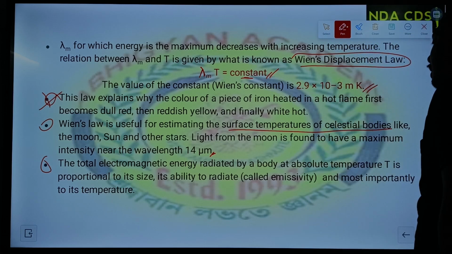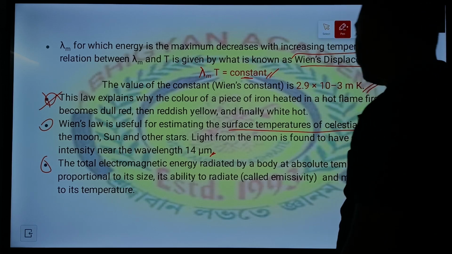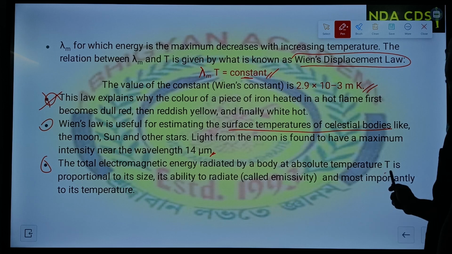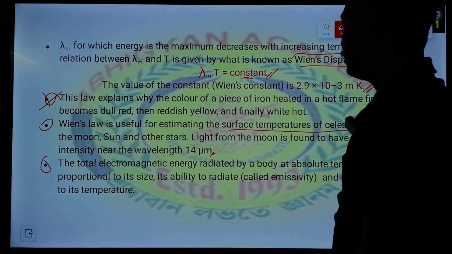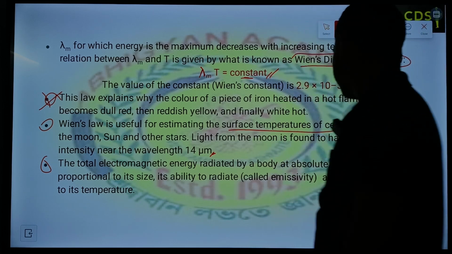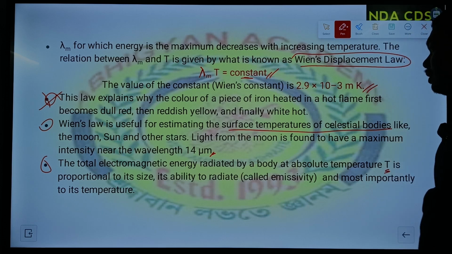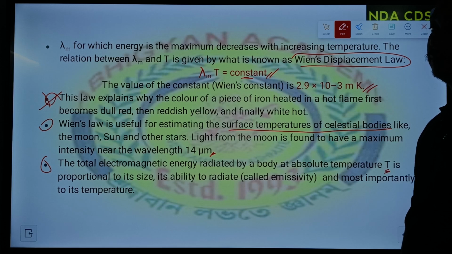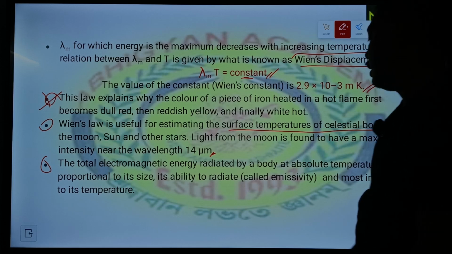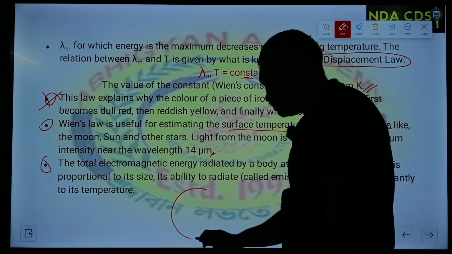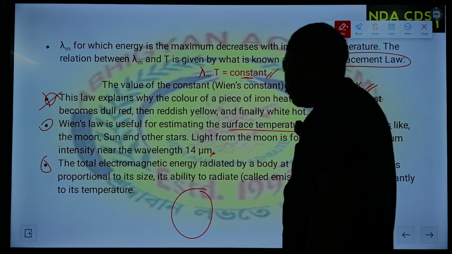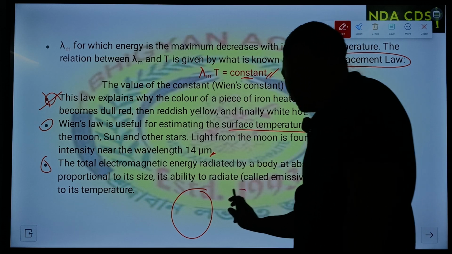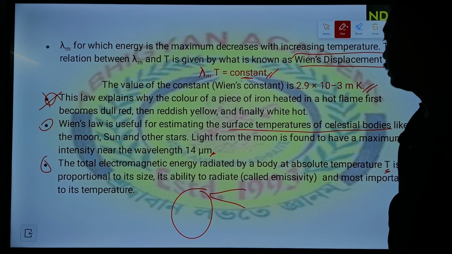And a total electromagnetic energy radiated by a body at absolute temperature T is proportional to its size, its ability to radiate, and most importantly to its temperature. मतलब कि how big is the size of that planet, that will depend, and कितना वो emit कर सकता है, that will depend.